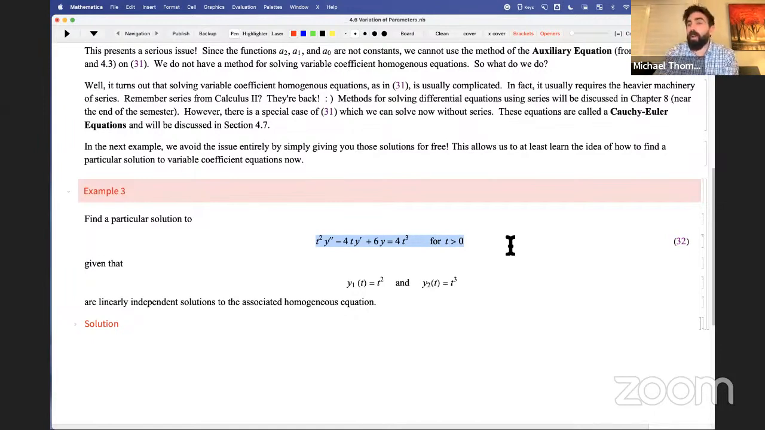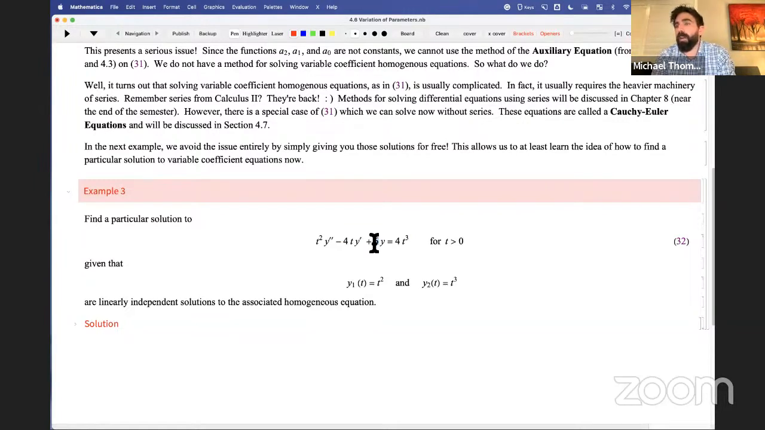First, make sure you can spot it. It's second order. It's linear. There's the non-homogeneity. The t squared is variable. The negative 4t is variable. And the 6 is not variable, but in general, it's a variable coefficient equation. So, in order to solve these ones, you have to use variation of parameters, at least until we get to the Cauchy-Euler equations in the next section.